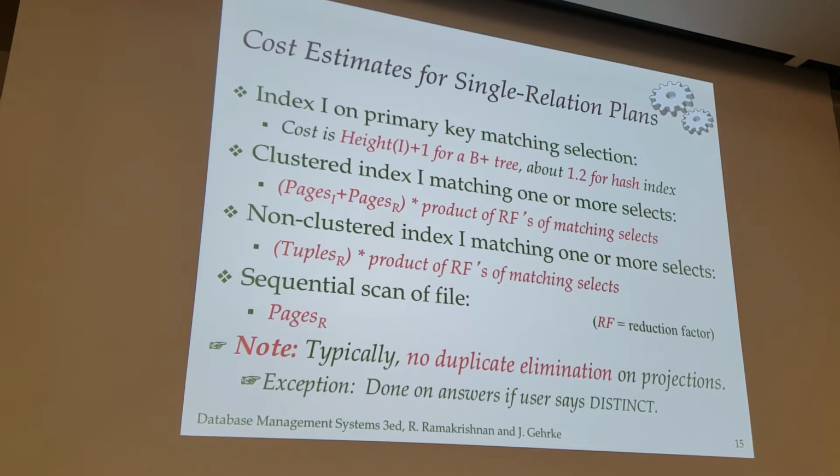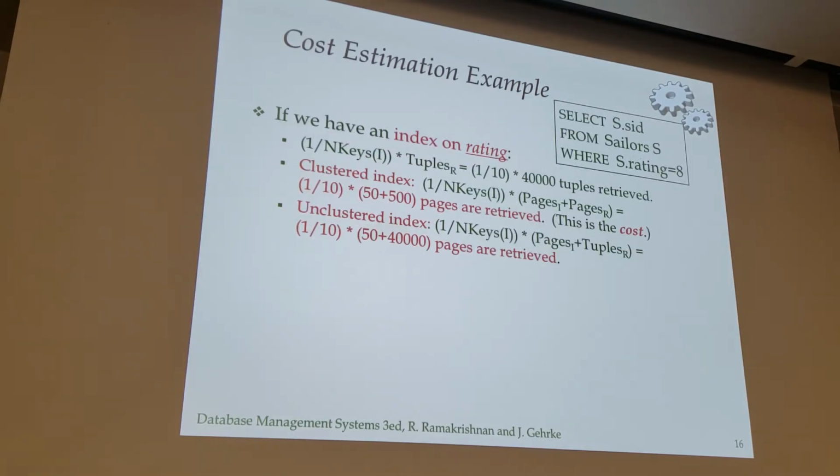Two reasons for doing that. One reason is that duplicate elimination is work. The other reason for not getting rid of duplicates is it changes the semantics when there are duplicates.